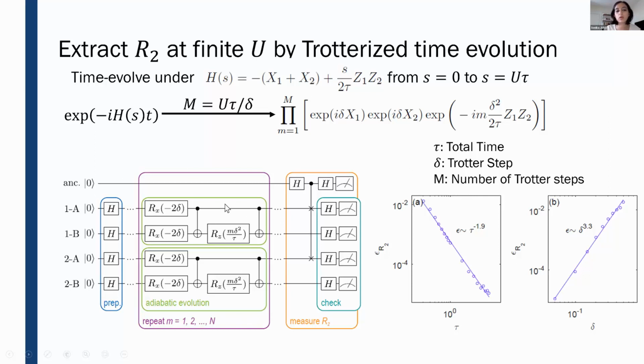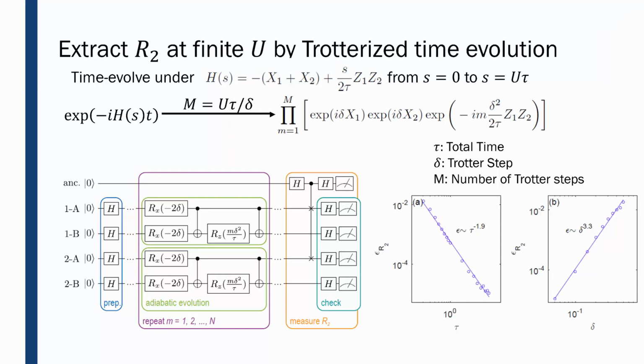So you're taking your system from zero interaction to finite interaction, and if you do that over a long time, your error will decrease. But if you did that for a long time, you would need more gates. So basically, the theoretical errors are coming from having a small circuit depth. Does that make sense? Yeah, it does.